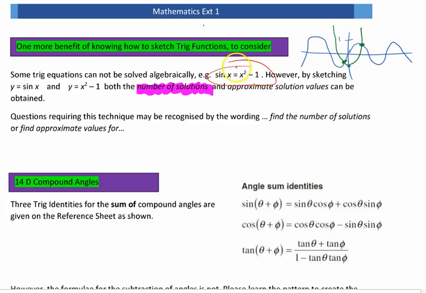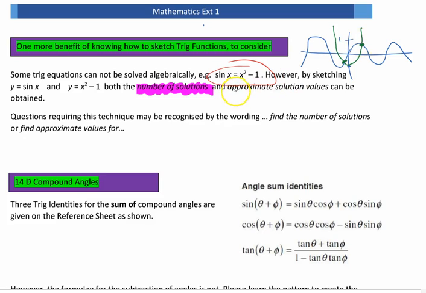Where do these two graphs, the graph of sine x and the graph of x squared minus 1, intersect? That would give you the solution to solving this, but the question often doesn't say that. It just says how many solutions. So you're just looking for the number of places that these two intersect. So the answer would be 2.